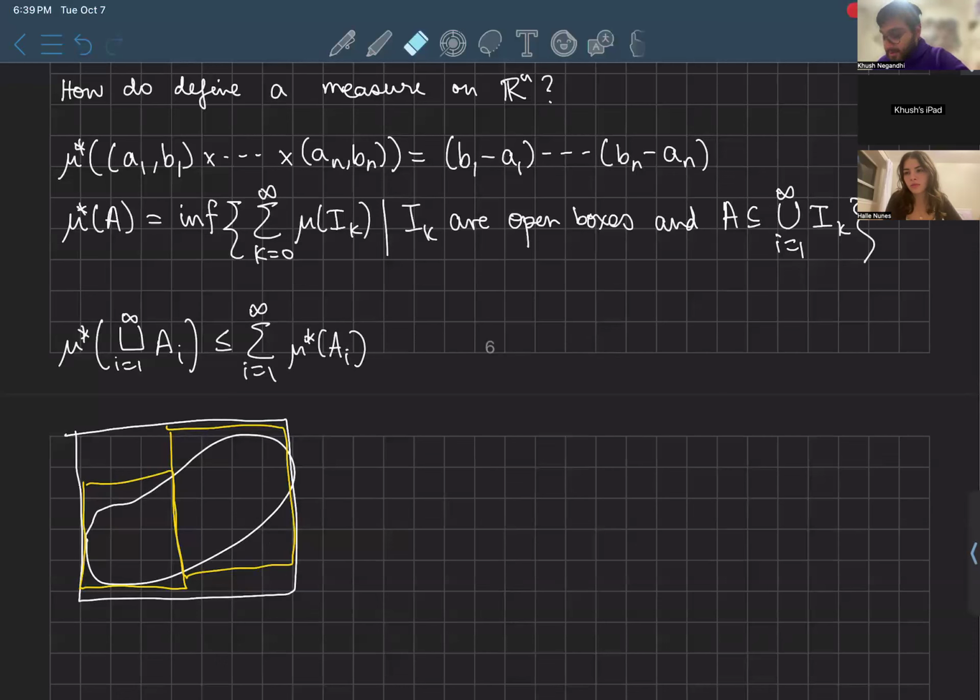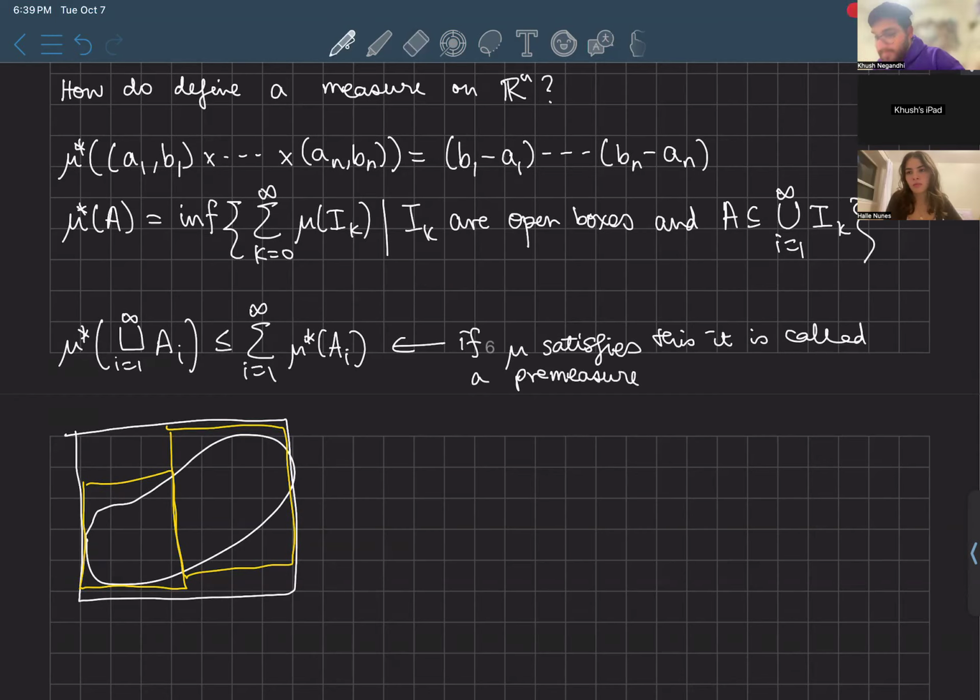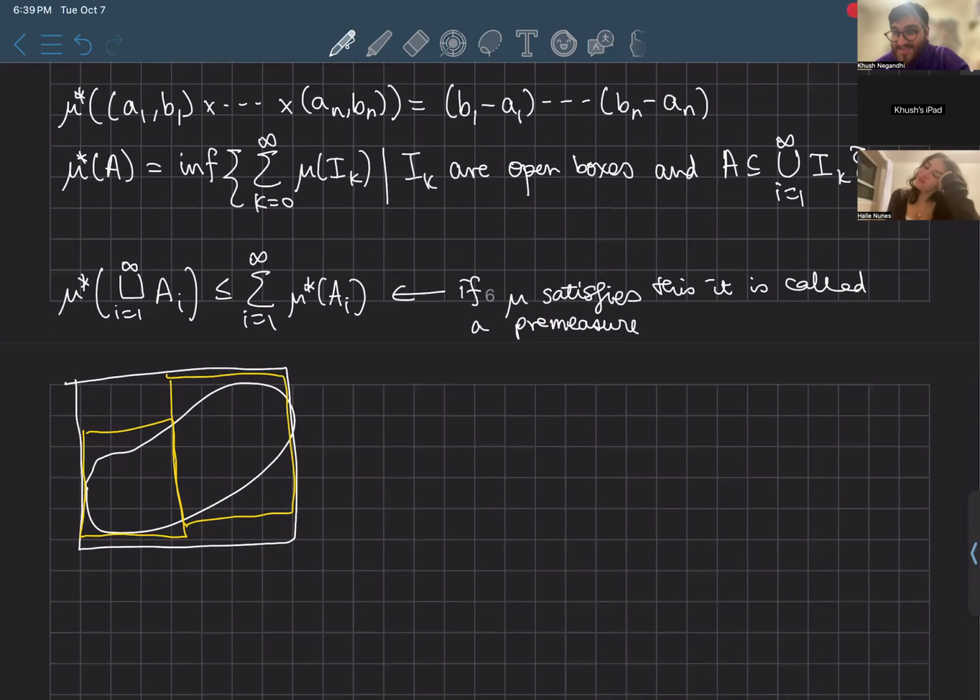Okay. So if mu satisfies this, it is called a pre-measure. Pre-measure is such an unfortunate name.